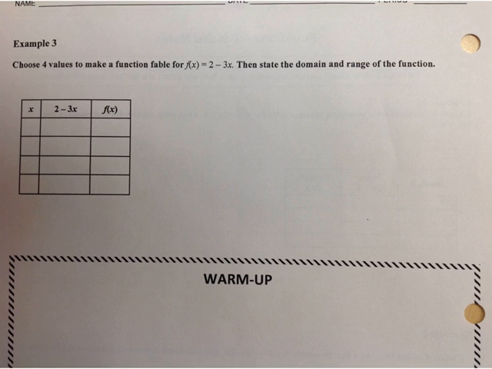Moving right along, last example. Choose 4 values to make a function table for f of x equals 2 minus 3x. Then state the domain and range. Using the same x values, -1, 0, 1, and 2. Now, sometimes they may give you your x values, but in this case, we're going to continue to use the same ones. Our rule is 2 minus 3x. So 2 minus 3 times -1. 2 minus -3, remember integer rules, is equal to 5.